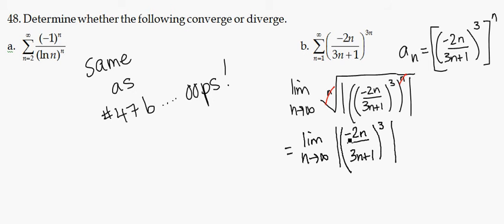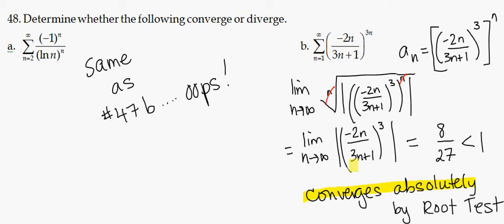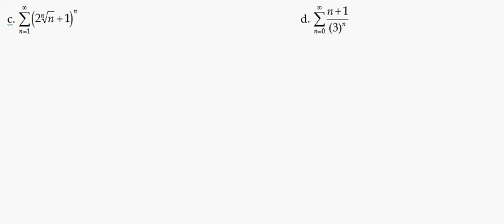And also note that this is an alternating series, but this negative is going to go away because we're taking the absolute value. So the limit will just be 2 cubed. It would have been negative 2 cubed, but since that's absolute value, it's 2 cubed, which is 8, over the leading coefficient down here, which would be 3 cubed, which is 27. 8 over 27 is less than 1, so this series converges, and because it's alternating, it actually converges absolutely by the root test. Okay, let's try some more examples.